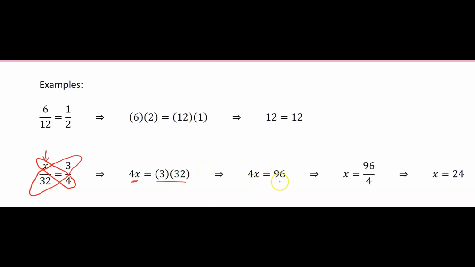That leads us to 4x equals 96. And then to isolate x, we divide by the coefficient of x. 4 is known as the numerical coefficient of the variable x. Divide by the coefficient. So 4x divided by 4 and 96 divided by 4, x is equal to 24. That means that 24 over 32 is an equivalent fraction to 3/4.